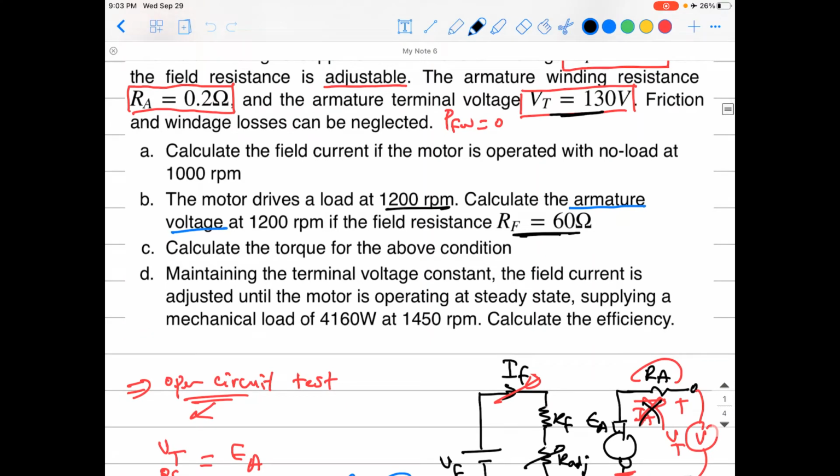Number D, maintaining the terminal voltage constant. So you have terminal voltage constant, he's not changing it all the time. The terminal voltage equals 130 volts. The field current is adjusted until the motor is operating at steady state, supplying a mechanical load of 4,160 watts. What is this? The mechanical load, that means the P mechanical, which is the output power, at 450 RPMs, that's a new speed. He wants you to calculate the motor efficiency.